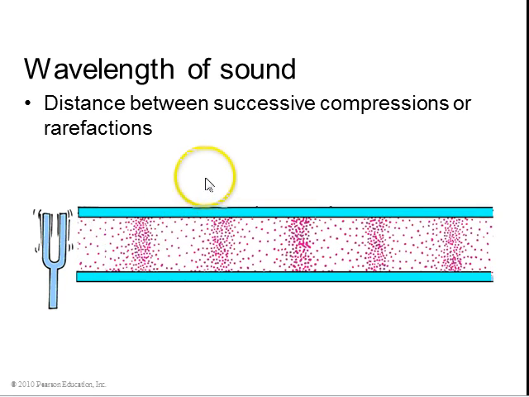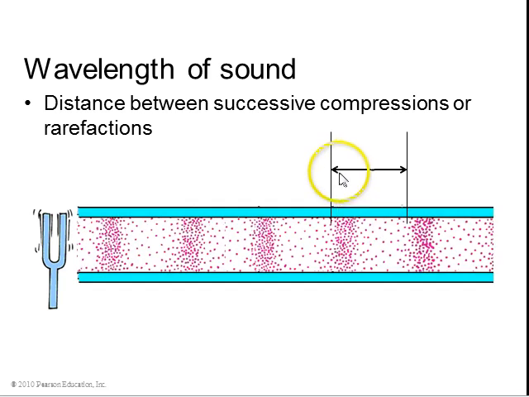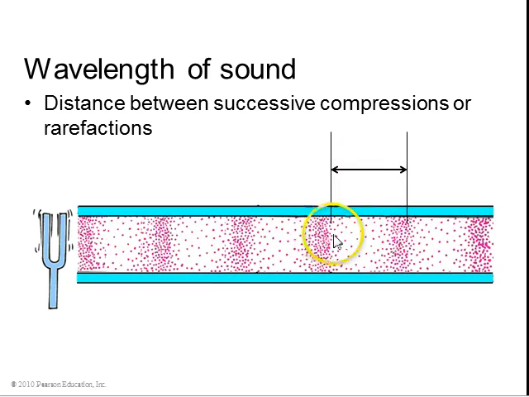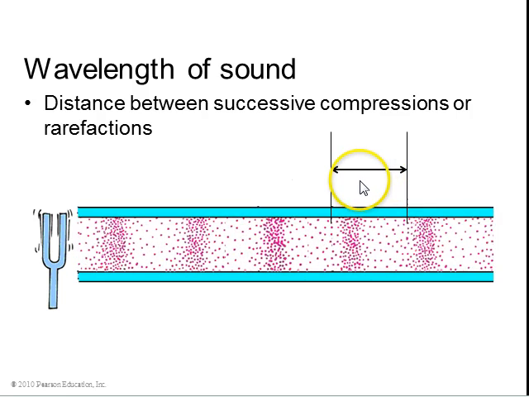The wavelength of sound is the distance between adjacent compressions or rarefactions. So there it is. As these two compressions go by, the distance between them is called the wavelength.